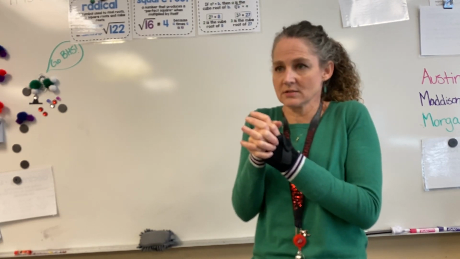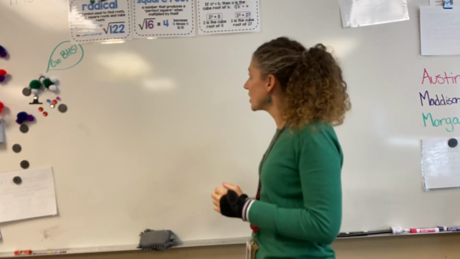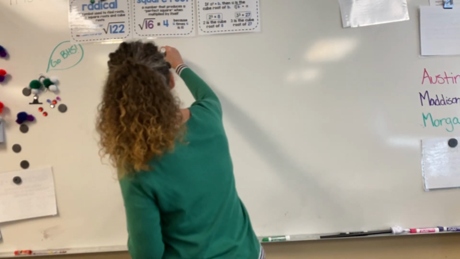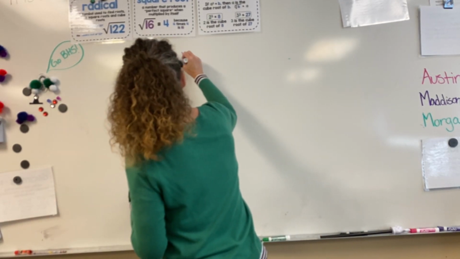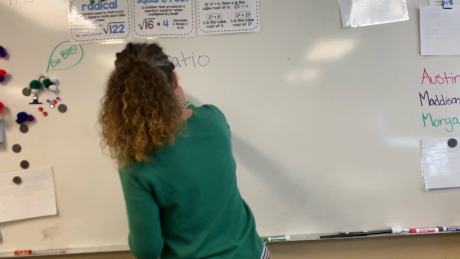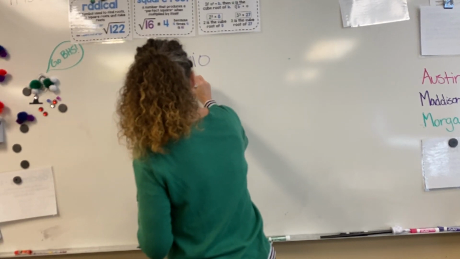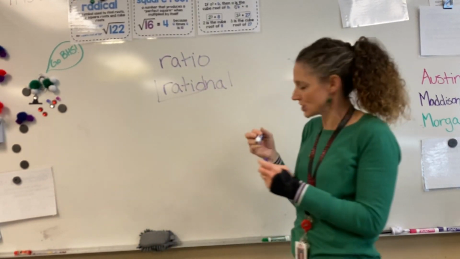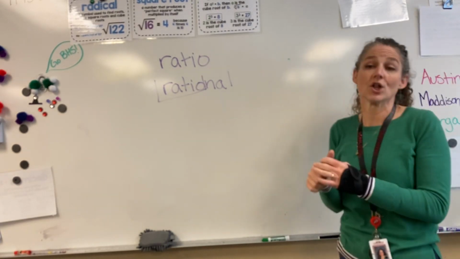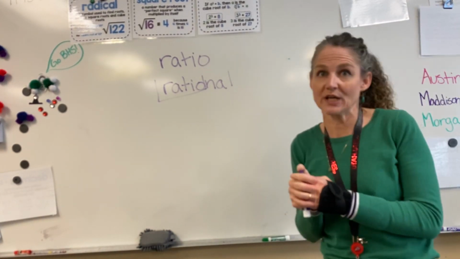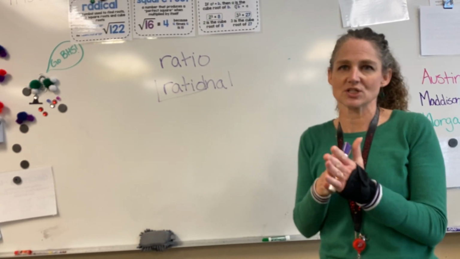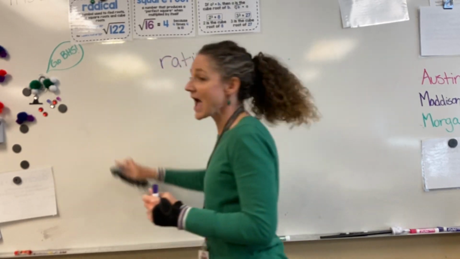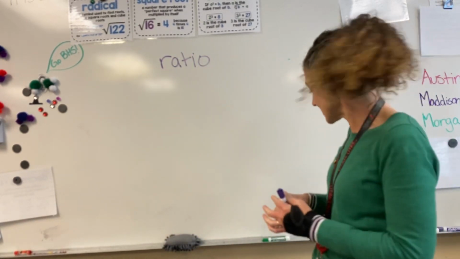Rational numbers. There's a word hiding in the word rational, and that word is ratio. Do you see the word ratio hiding in there, rat-io, rational? Rational numbers can be expressed as a fraction.